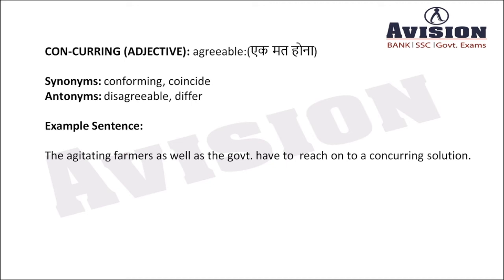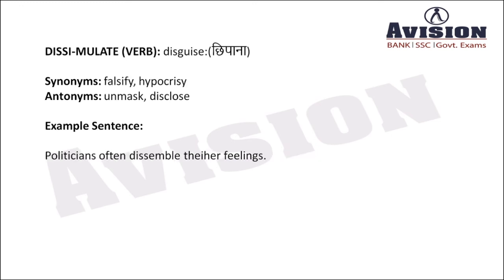The next word we are going to see is concurring. As I said, con is at the same time. Synonyms of concurring can be coincide, confirming. Antonyms are disagreeable, differ. A sentence is done for you. It says, the agitating farmers as well as the government have to reach a concurring solution. Getting it? So this will make it applicable.